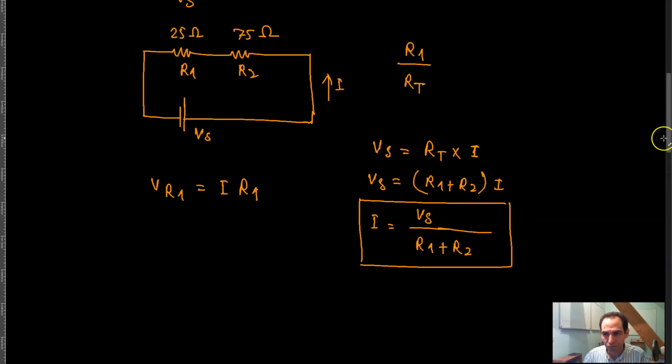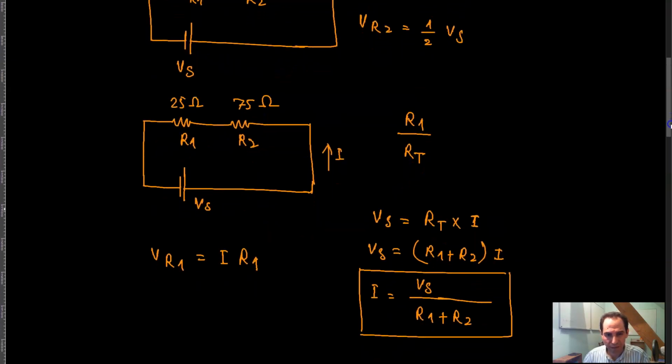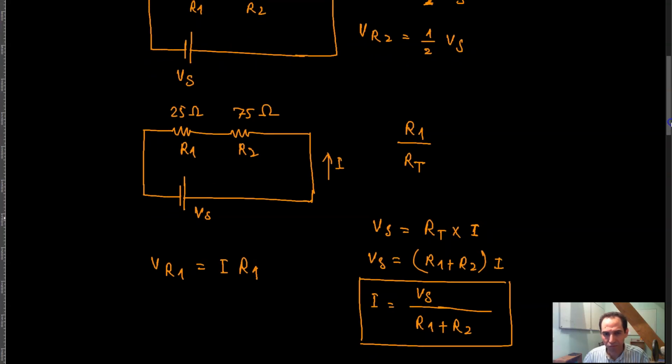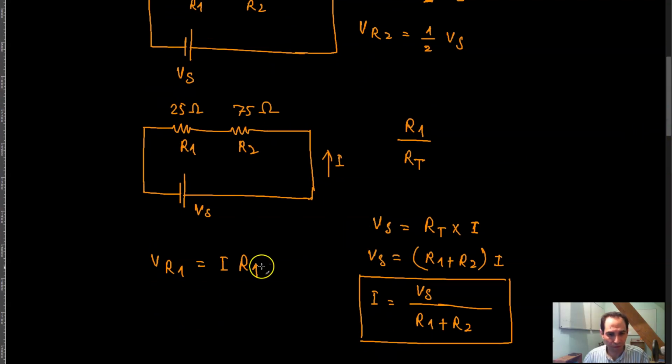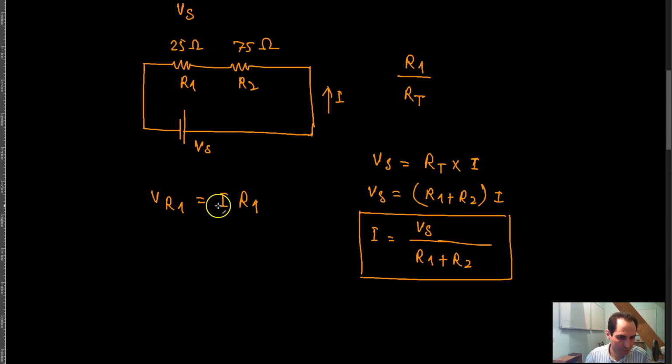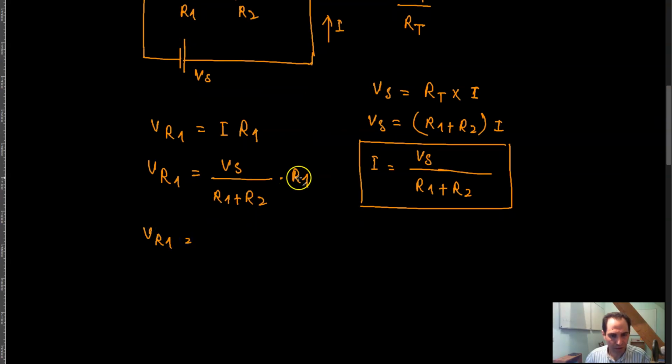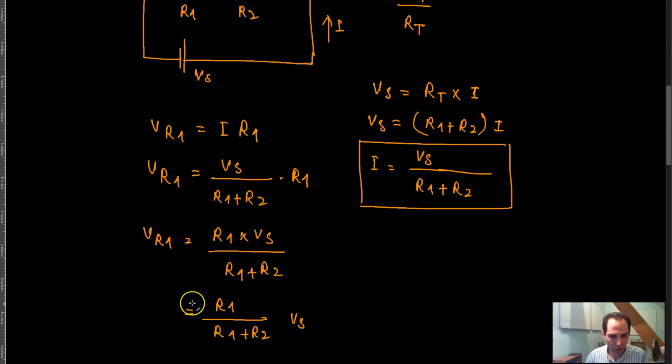Now, somewhere we said that V of R1 is basically I times R1, right? So I can write V of R1 is the same thing as I, which is V of S divided by R1 plus R2, times R1. Which means V of R1 is R1 times V of S divided by R1 plus R2, which is the same thing as R1 divided by R1 plus R2 times V of S, which is a ratio. So V of R1 is basically this quantity over here.